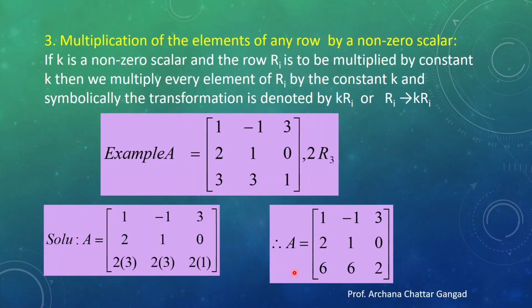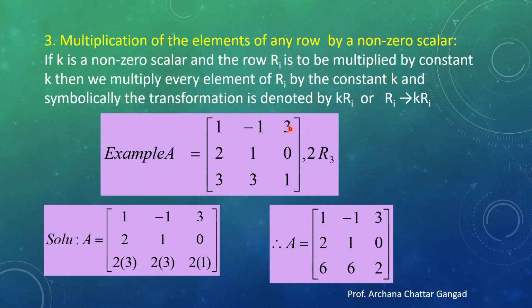Now the multiplication of the elements of any row by a non-zero scalar. If k is a non-zero scalar and the row Ri is to be multiplied by the constant k, then we multiply every element of Ri by the constant number k, and we denote it symbolically as k into Ri. Suppose the ith row we are going to change, Ri. How will it be changed? With the multiplication of a non-zero number, that is k into Ri. This will be the symbolic representation of a row operation.